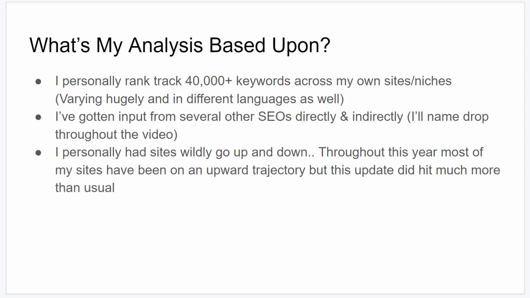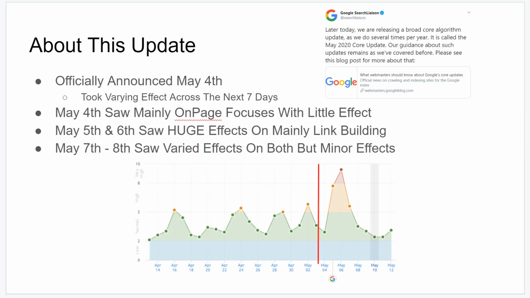I personally had sites wildly go up and down. Throughout this year, most of my sites have been on an upward trajectory, but this update did hit much more than usual. Basically, I would say maybe 40% of my sites actually went down this update, and maybe 20% went up, and then the other 40% was just staying completely stable. So it's a bit more of an annoying update for me than usual, to be honest. So I went overboard with my analysis and overboard with my findings, as was probably seen by the live tweeting commentary by anyone who was on my Twitter feed when I was just obliterating them with updates.